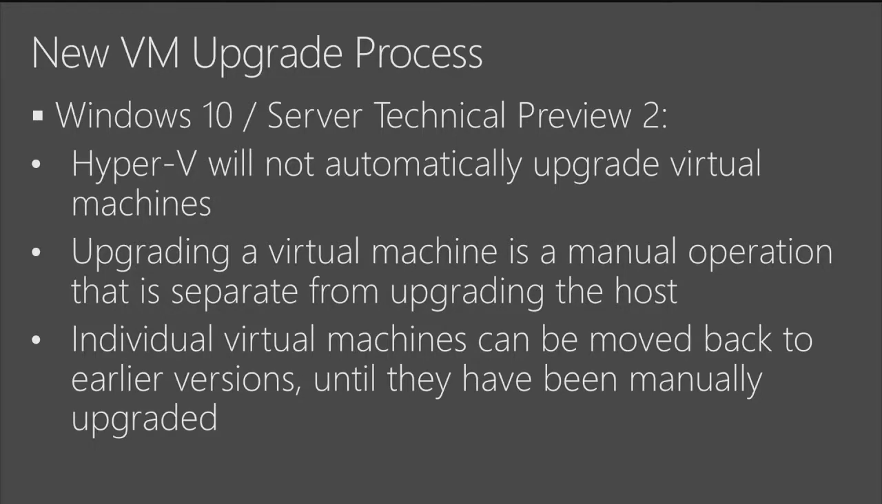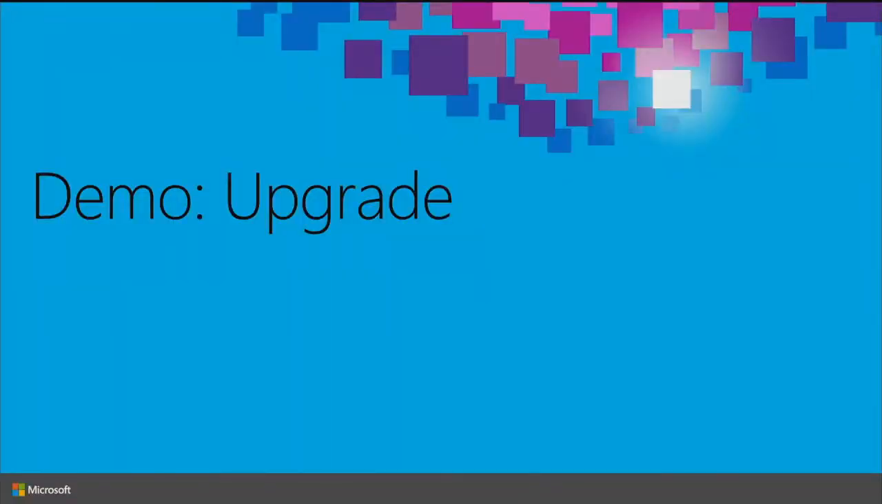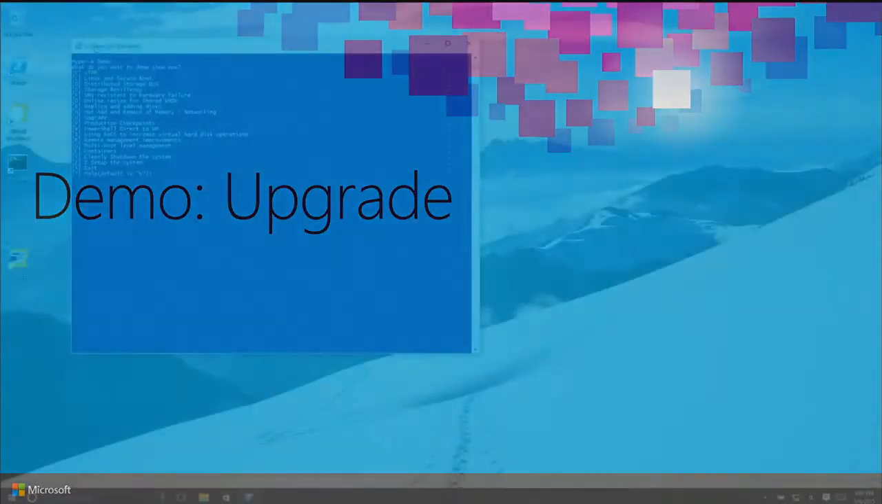We're now adding the idea of a virtual machine configuration version, and it is now a manual upgrade. So if you bring a virtual machine in, we do not automatically upgrade it to the next version. It is a manual process. I'm going to quickly step you through what that process looks like and talk about some of the reasons why you would upgrade your machines and the reasons why you wouldn't.